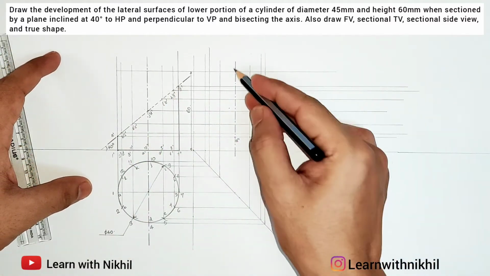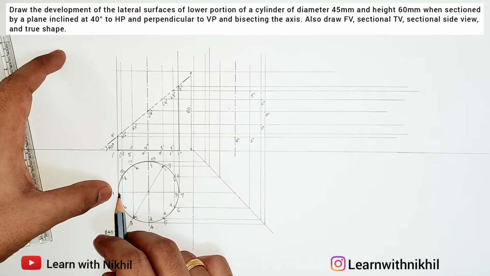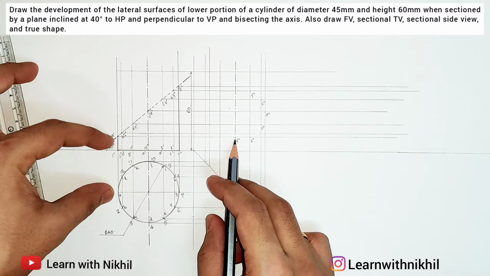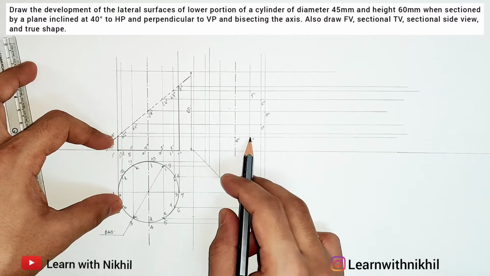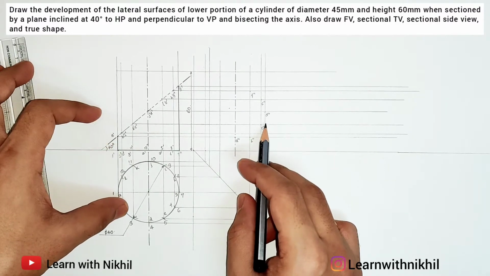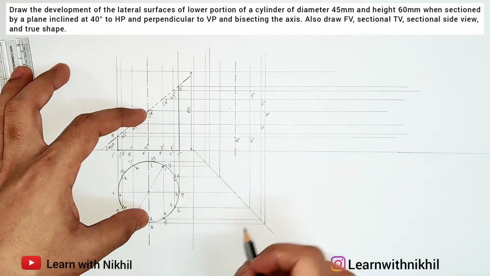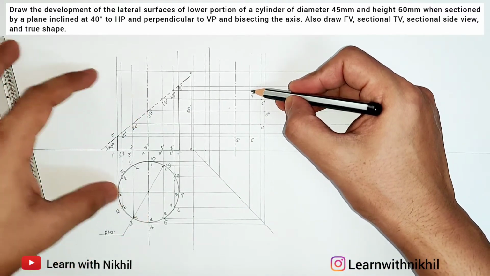Now according to these intersections. Starting from A: A from the top view, this is the A line, and A dash from the front view, this intersection I have marked A double dash. Next, B from the top view, B dash from the front view, B double dash. So according to these intersections, I have marked all the points.